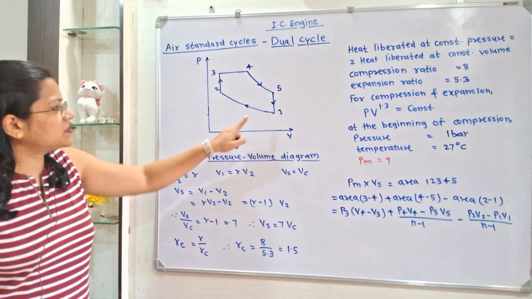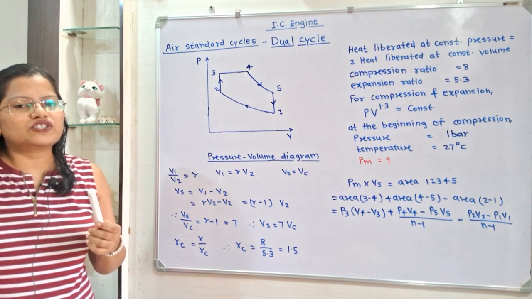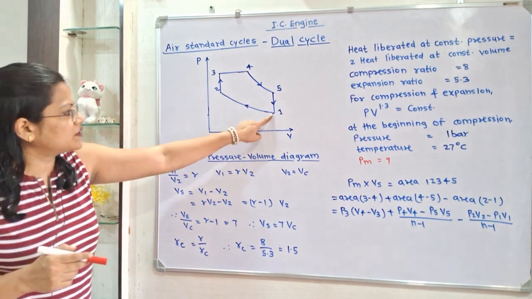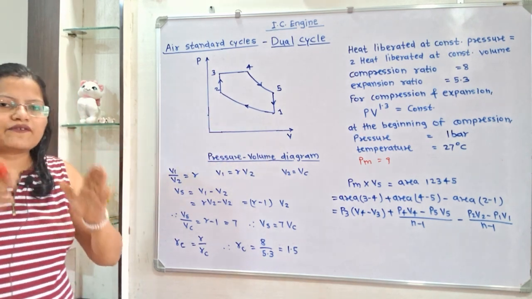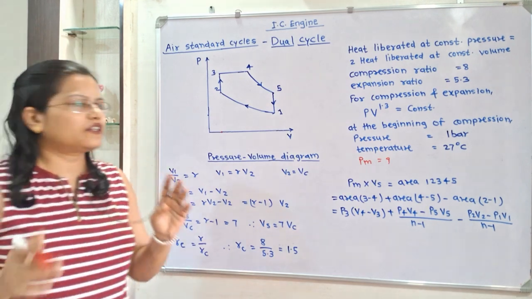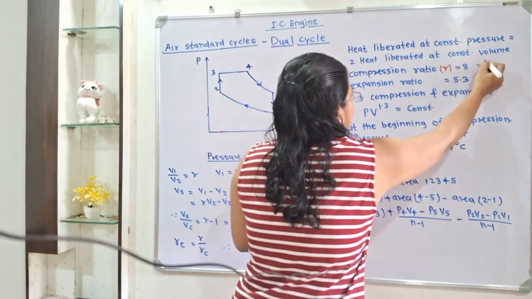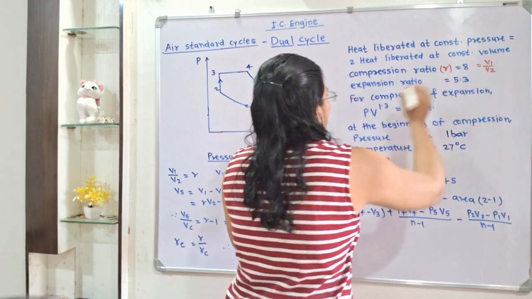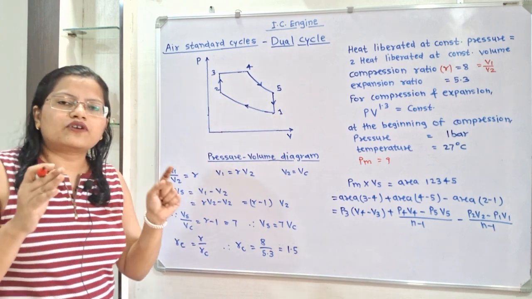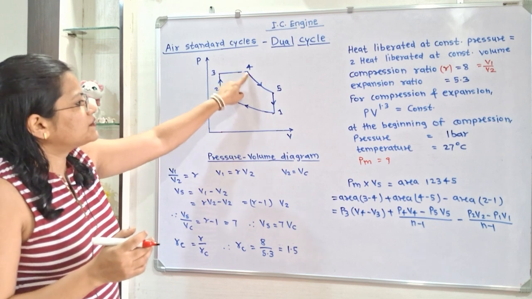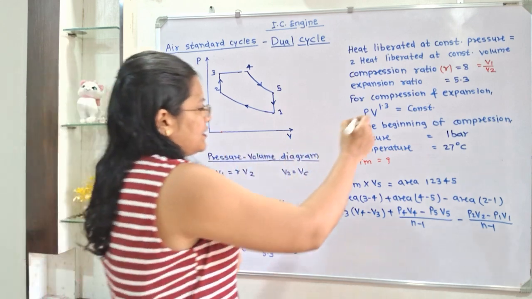Compression ratio. Process 1 to 2 is the isentropic compression process and the compression ratio is V1 by V2. For process 1 to 2, V1 is larger than V2. So, we can say that V1 by V2 is equal to the compression ratio R, which is equal to 8. Expansion ratio. Process 4 to 5 is the isentropic expansion process and the expansion ratio is given as 5.3. Its notation is Re.